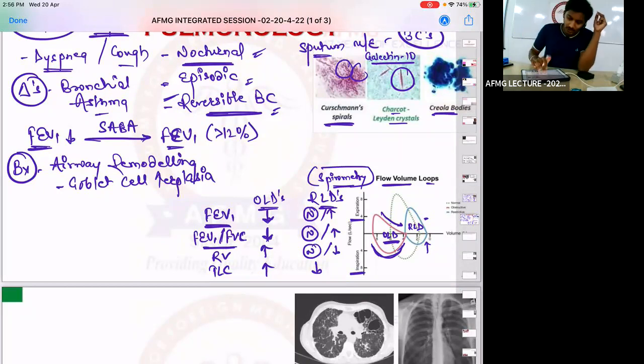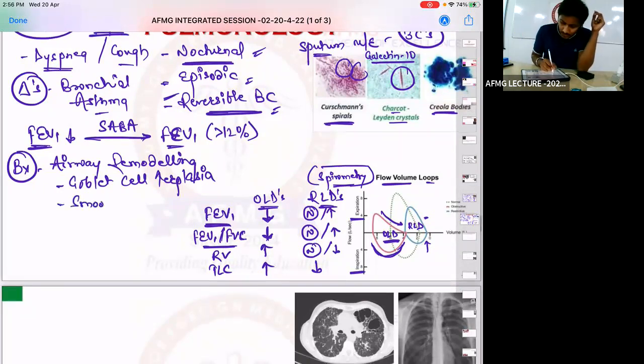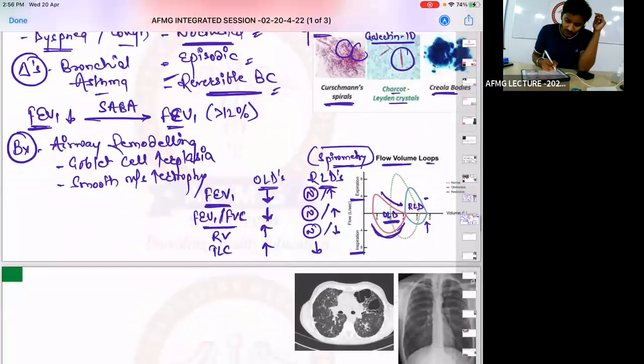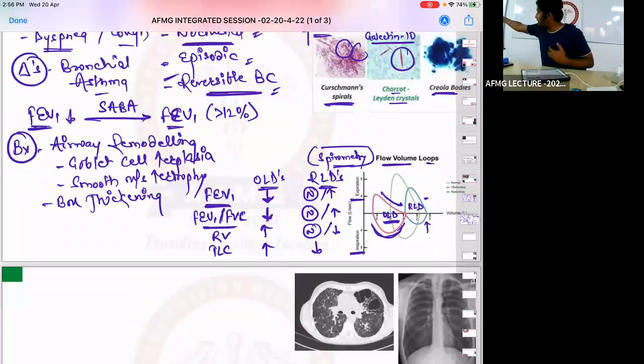Second, there would be smooth muscle hypertrophy. And third, basement membrane thickening. So in biopsy of bronchial asthma, what is seen? Airway remodeling. And what are the three features of airway remodeling? First, second, and third. So a question on asthma or COPD always comes, it has always been in exams, okay?